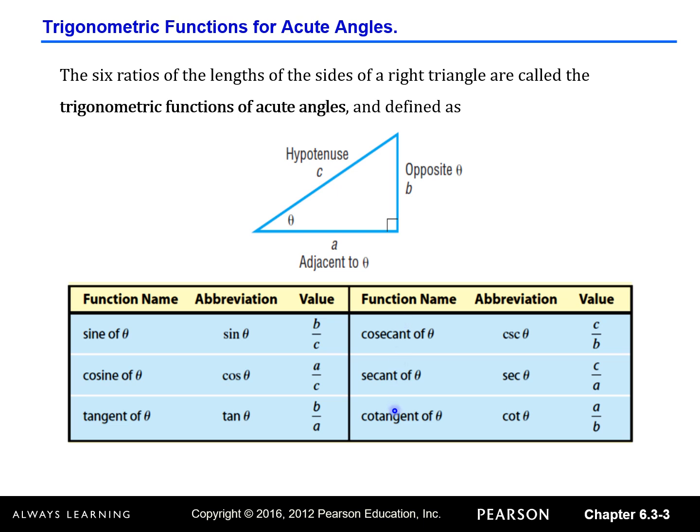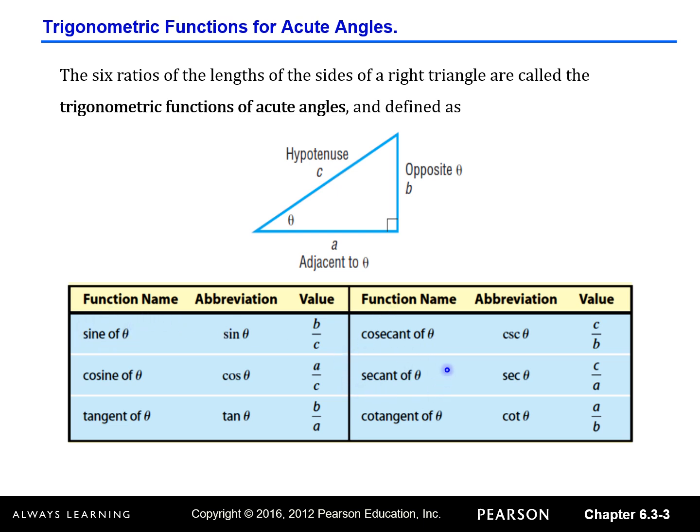These are the three basic trigonometric functions, and these are the other trigonometric functions. Cosecant theta, which you can write as csc theta, is defined as hypotenuse over opposite, or C over B. As you can see, this C over B is the reciprocal of B over C. So you can say that cosecant theta is the reciprocal function of sine theta.